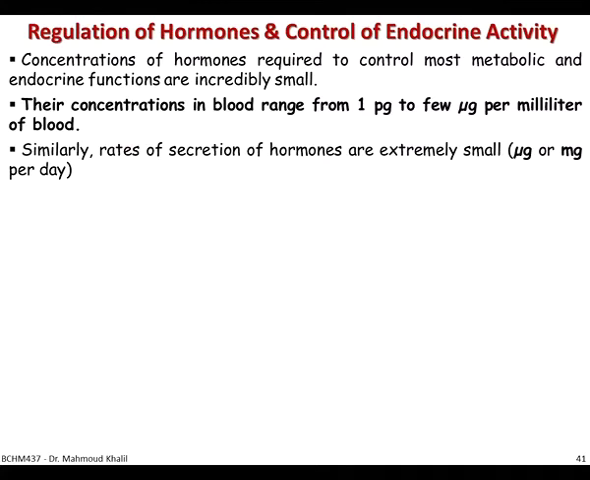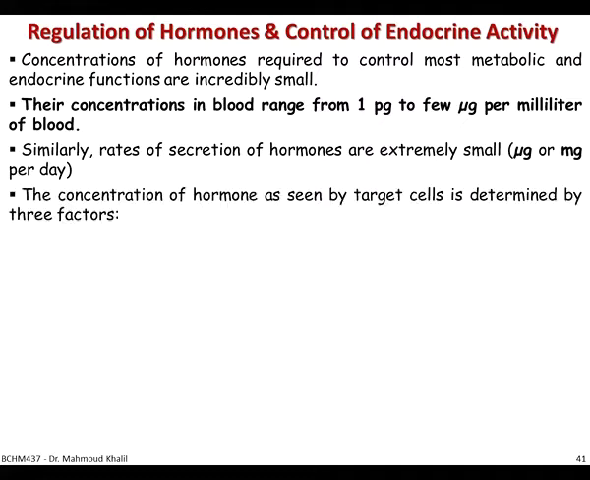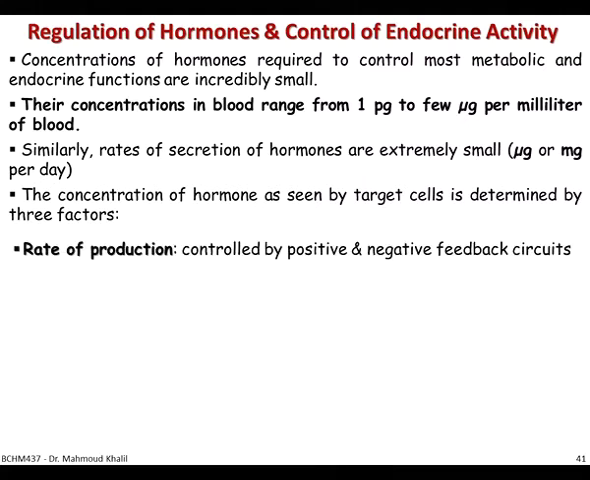Similarly, the rates of secretion of hormone are extremely small, microgram or milligram per day. The concentration of hormone as seen by the target cell is determined by 3 factors. So we will now talk about how the target cell sees or senses the concentration of the hormone. It depends on the rate of production of the hormone, and this actually depends on the positive and the negative feedback circuits. We'll talk about these circuits later.